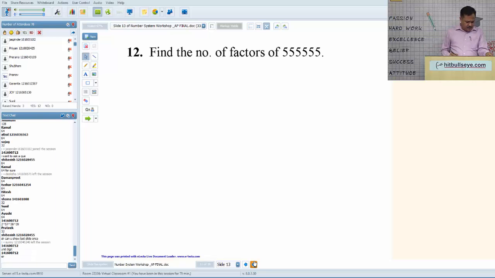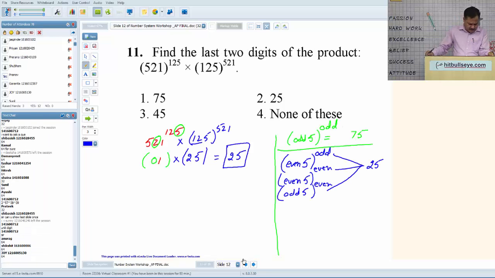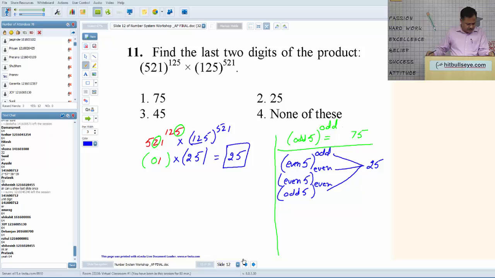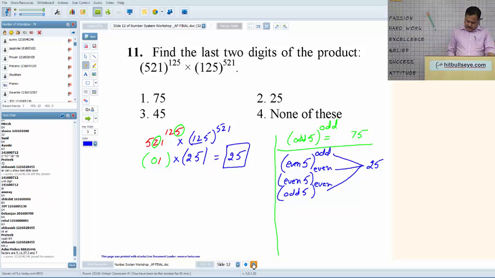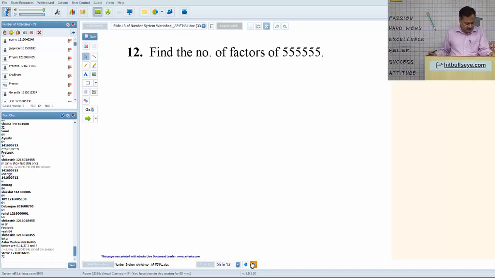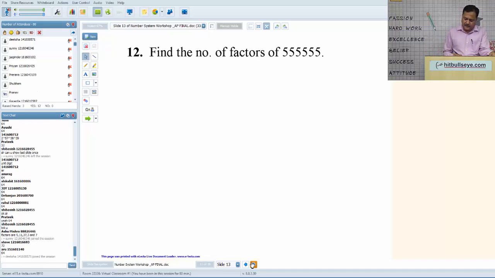So someone wants to show the last slide. This is the last slide. Shibashish, please ask your question from the last slide. So no question. Let's move to our question, that is, find the number of factors of 555.